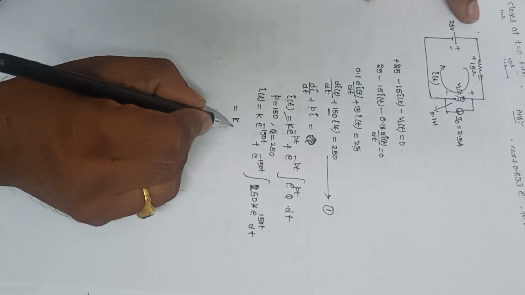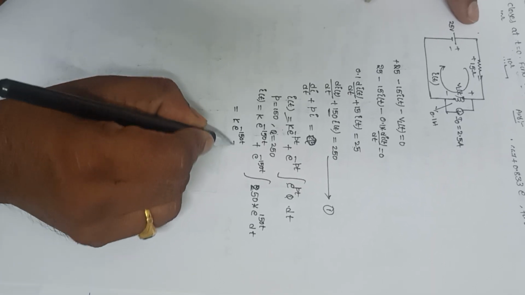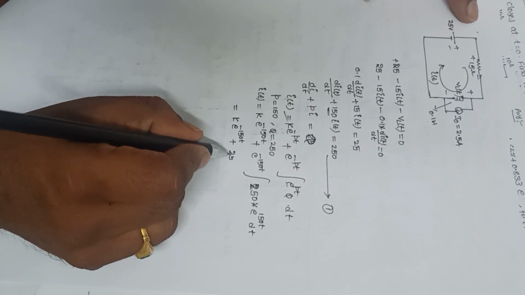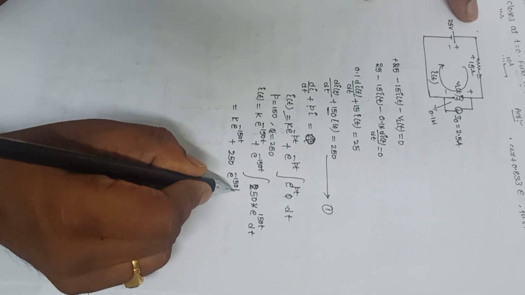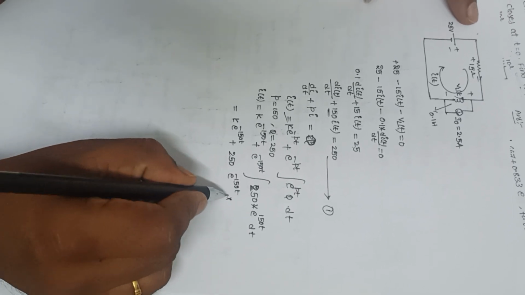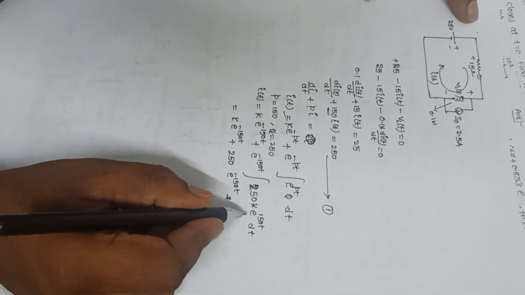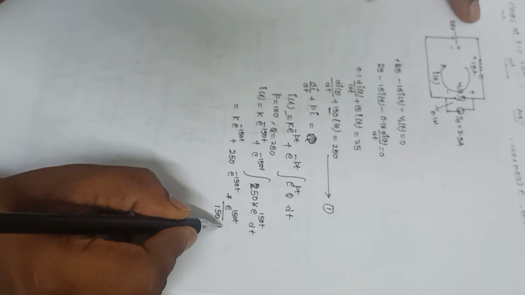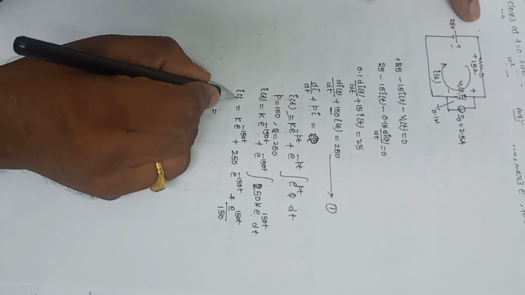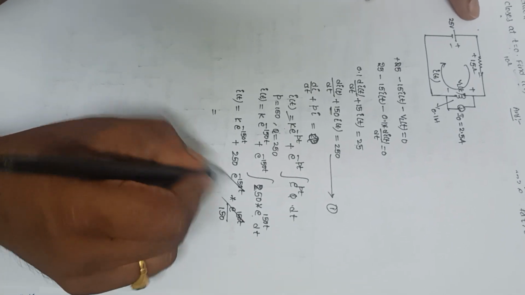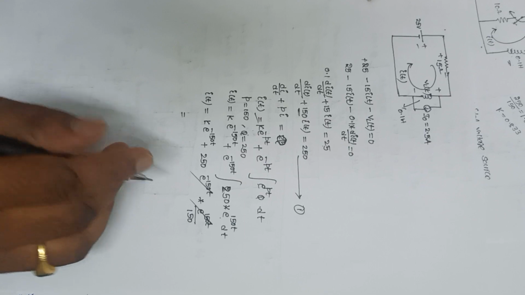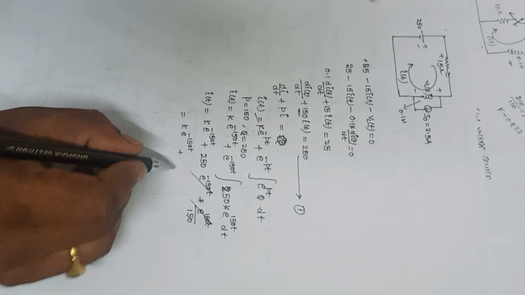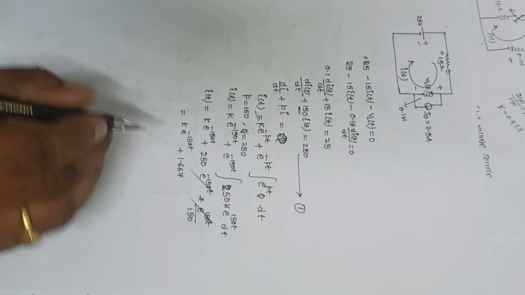Now k into e power minus 150t plus, here 250 is the constant, e power minus 150t. If I integrate this, e power ax integrates to e power ax divided by a, that is e power 150t divided by 150. This is I of t. So the e power 150t will get cancelled here. So 250 by 150 is k into e power minus 150t plus 1.667.